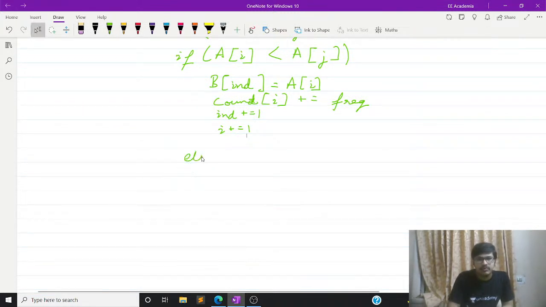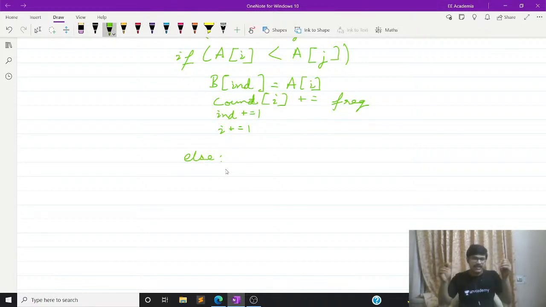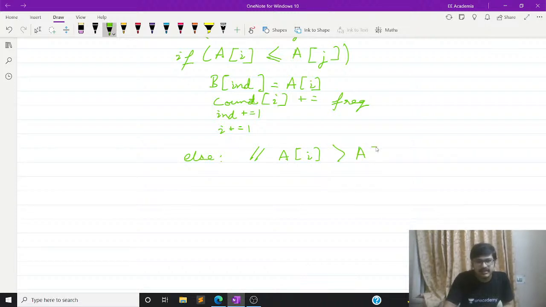Otherwise what we do, this is very interesting. Otherwise the element on the right half is smaller, right? Maybe I can write here A of I less than or equal to the element on the right half. Otherwise this is nothing but A of I is greater than A of J. The right element is smaller than this element. So what I do, our next candidate is A of J.